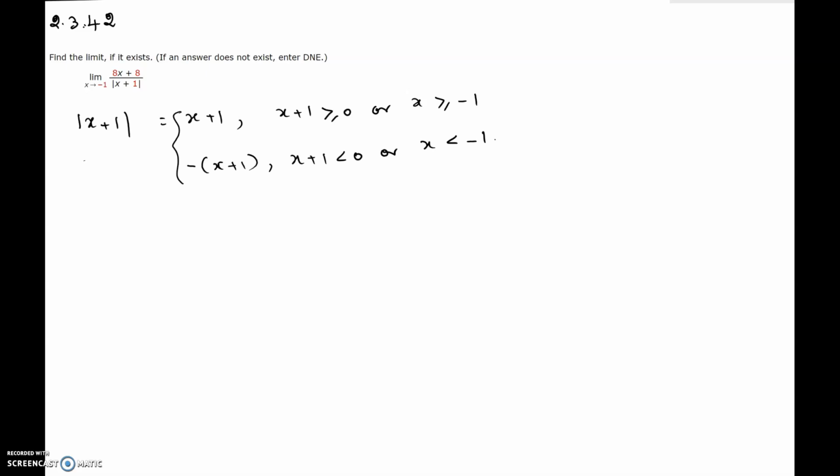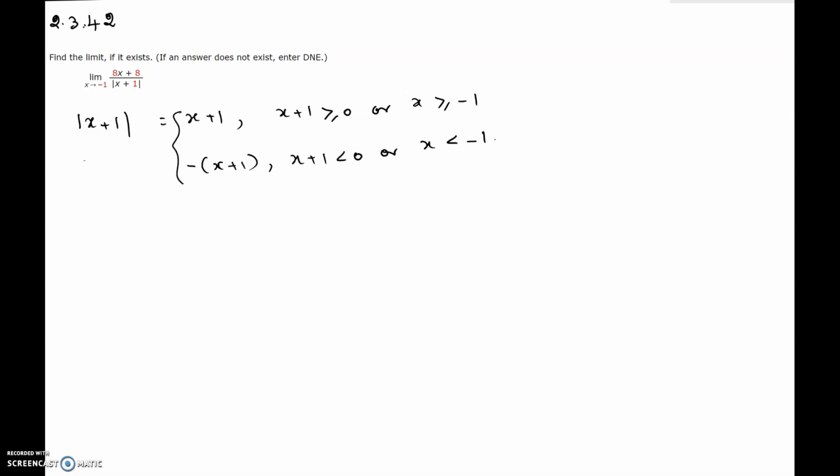Now let's consider the denominator, absolute value of x + 1. Absolute value of x + 1 is x + 1 whenever x + 1 is greater than or equal to 0, or, by taking the 1 to the other side, when x is greater than or equal to negative 1. Or it is equal to negative of (x + 1) whenever x + 1 is less than 0, or when x is less than negative 1. So whenever x is greater than or equal to negative 1, it's x + 1 itself. Whenever x is less than negative 1, absolute value of x + 1 will be negative of (x + 1).